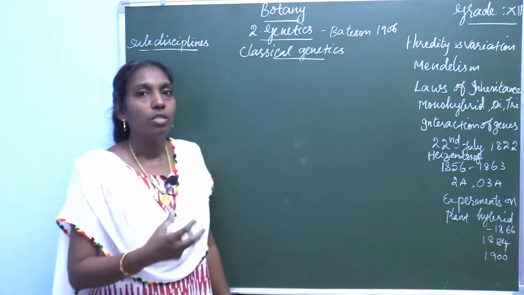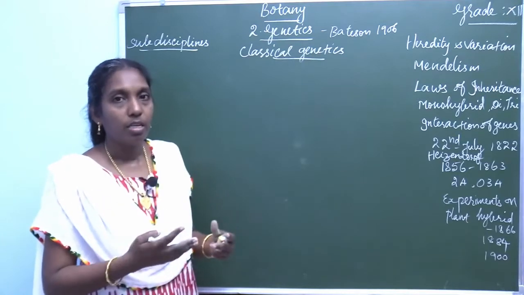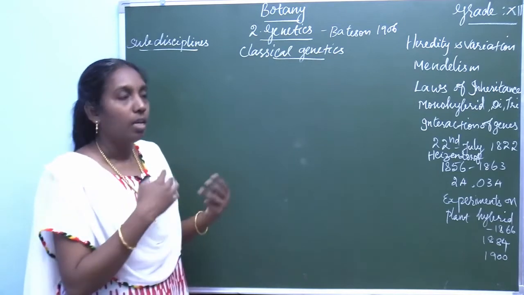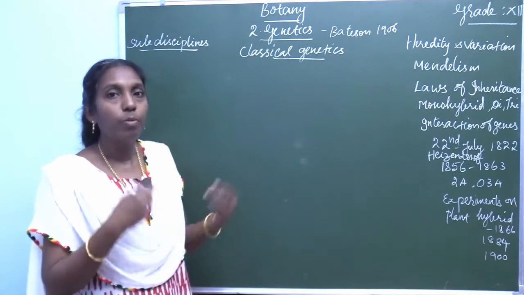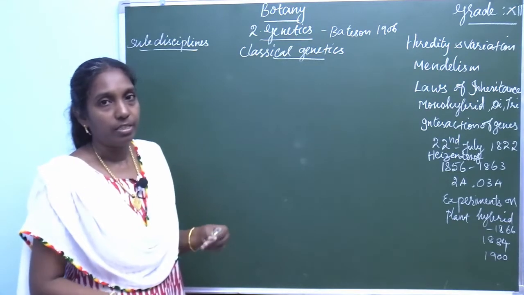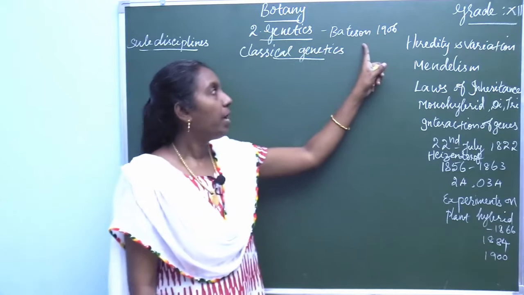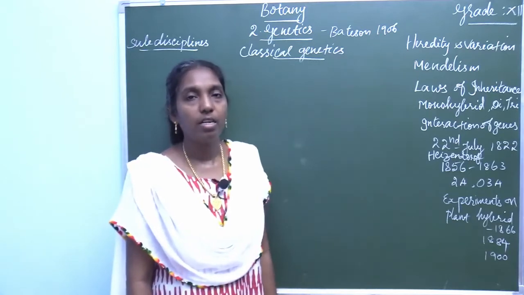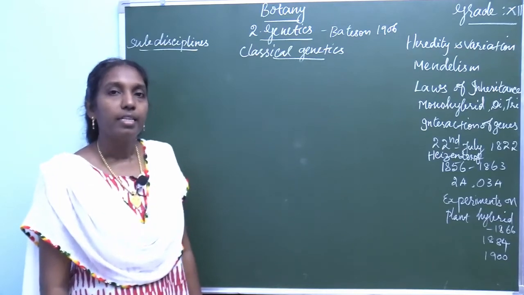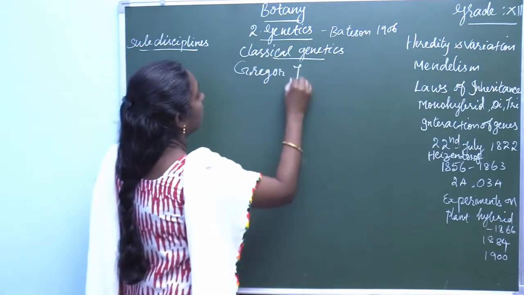This science of genetics, or this technique, is applied in the fields of medicine, agriculture, to improve agriculture, as well as criminal investigation. The word genetics was first introduced by Bateson in the year 1906. Who was the father of genetics? Gregor Johann Mendel.